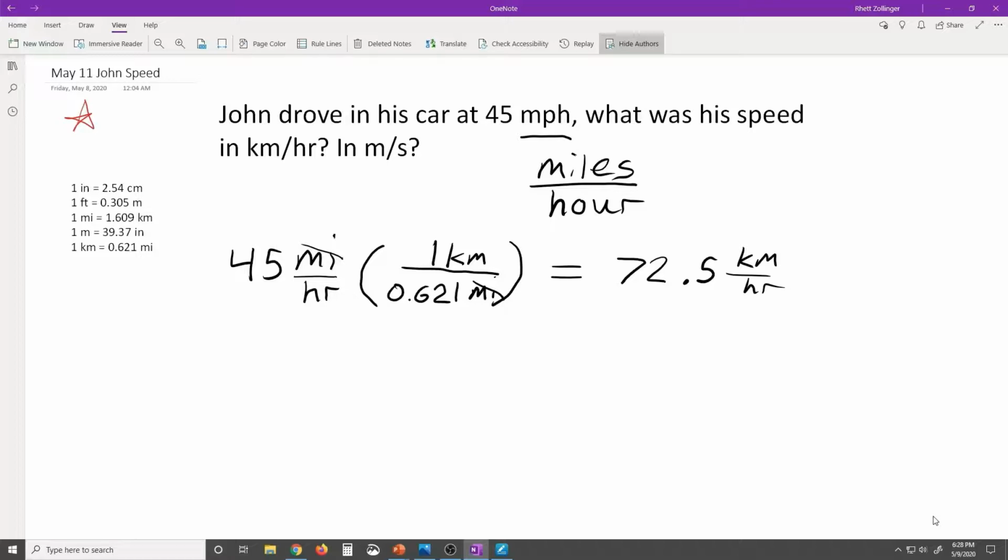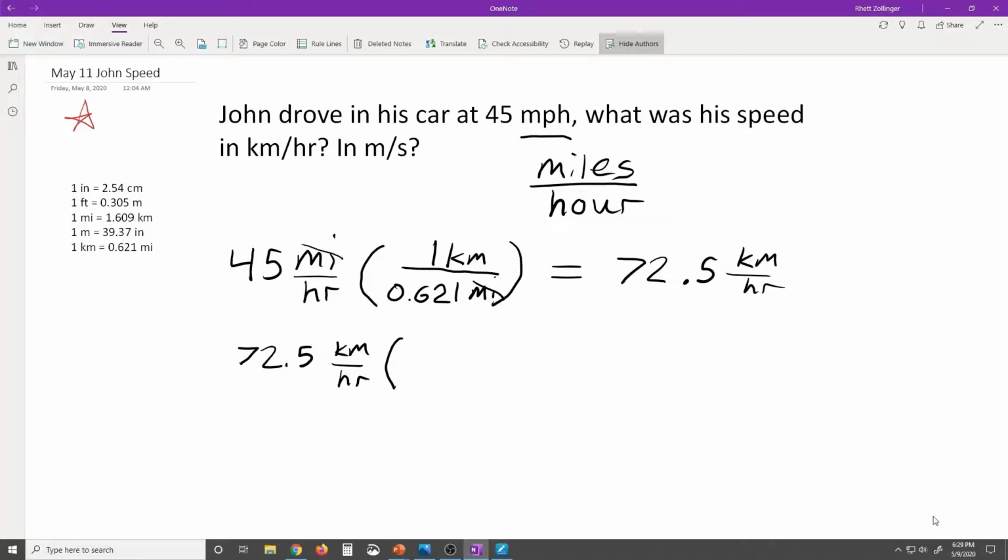Now, to do this, we could either start with the 45 miles per hour again, or we could use our 72.5 kilometers per hour. I'm going to go ahead and use that one. All right, now if you look up in the left, I don't have a relationship for kilometers and meters or hours and seconds, but those are something that you should probably already know. If you're not, then you can look them up, of course, but I'll go ahead and start with that.